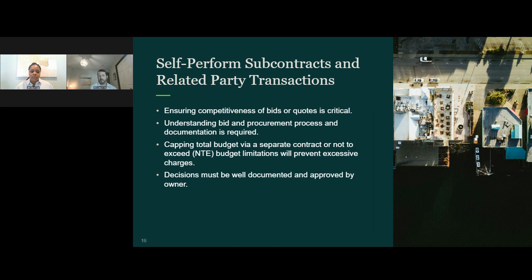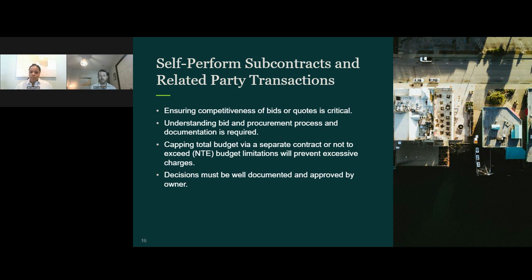Other areas is making sure that you get competitive bids. So we often see, for example, a contractor is great at concrete and they can manage that process effectively within the construction program. They can do it cheaper against third-party competitors. And that could be great for your project, but making sure that it's competitive is critical. And then ensuring that you have a separate contract or not to exceed limitation on that, so that you have that contract separated as you would like any third party.